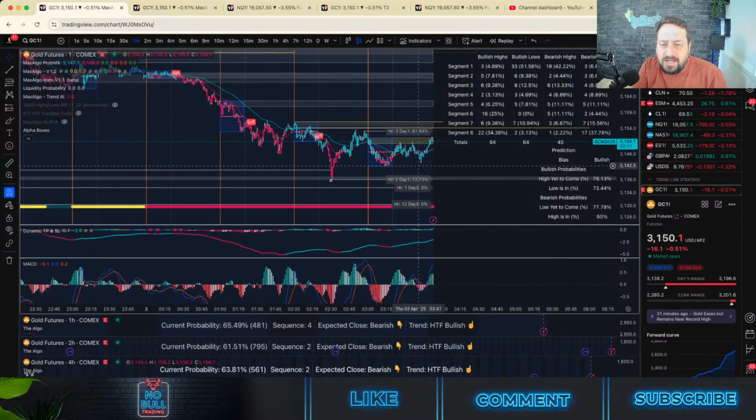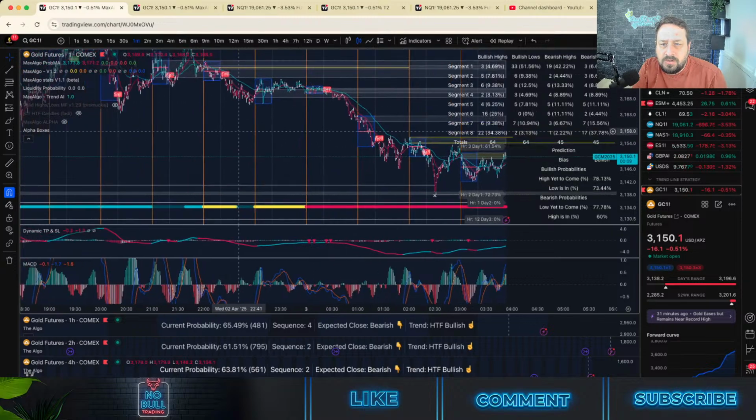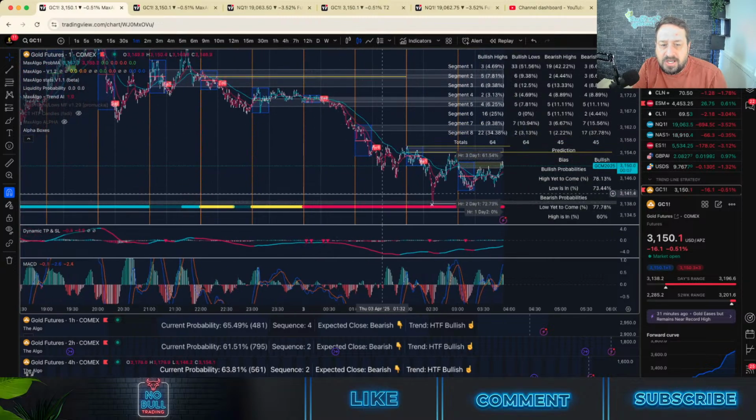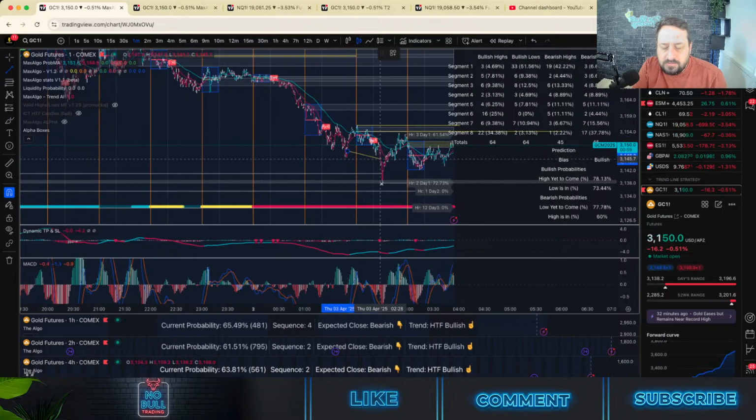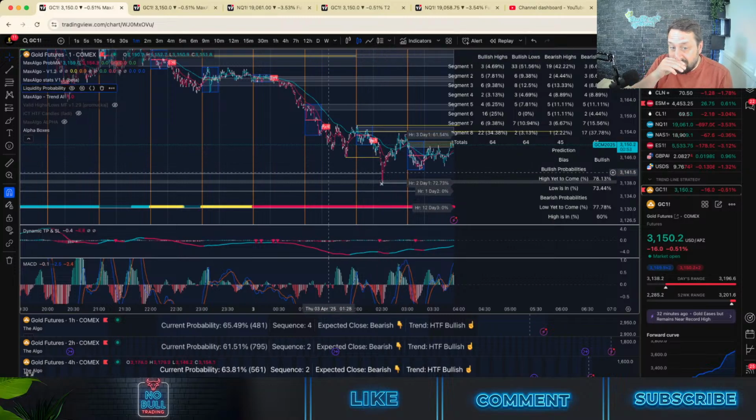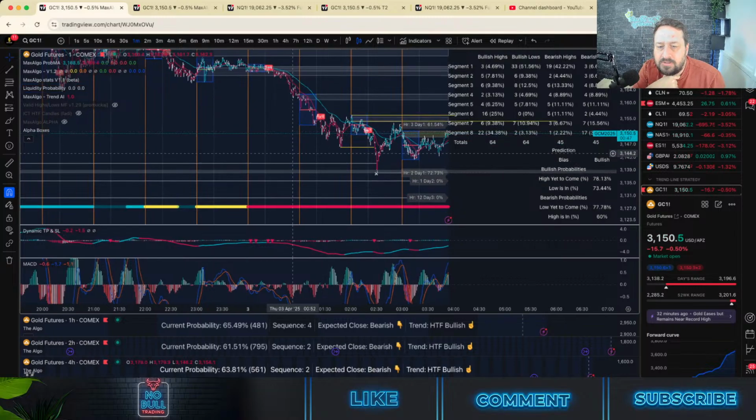So with gold right now, with this 4-hour push down, we've taken the low of the previous 4-hour. That adds about a 70% probability, probably more like 69, that the 4-hour is also going to be bearish as well. Trend AI is bearish. Dynamic TP is under the 0 line.